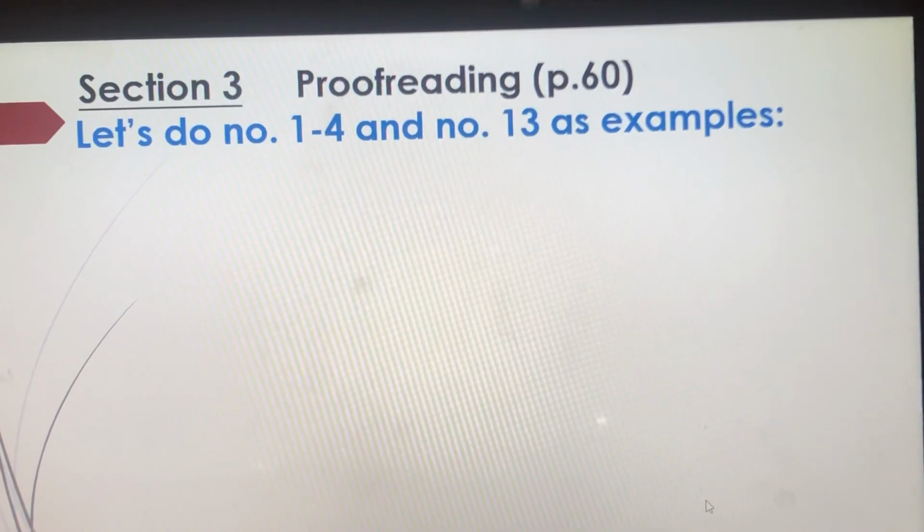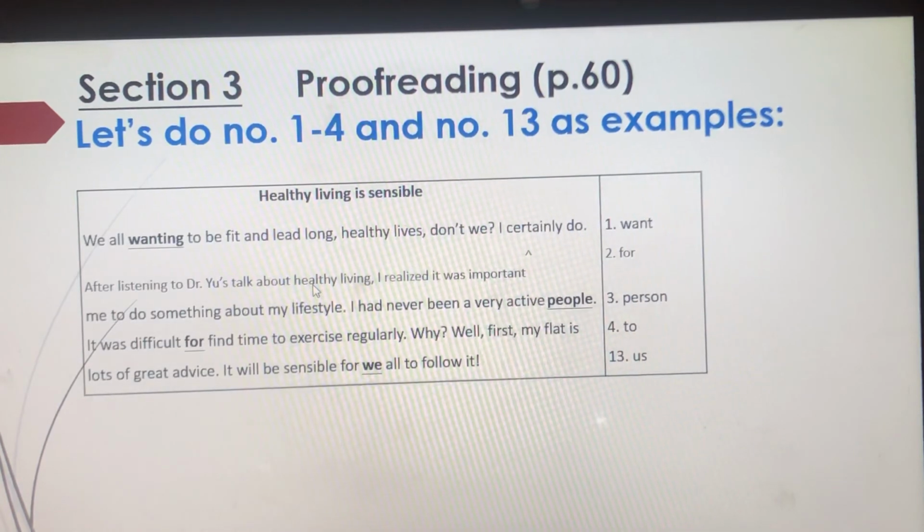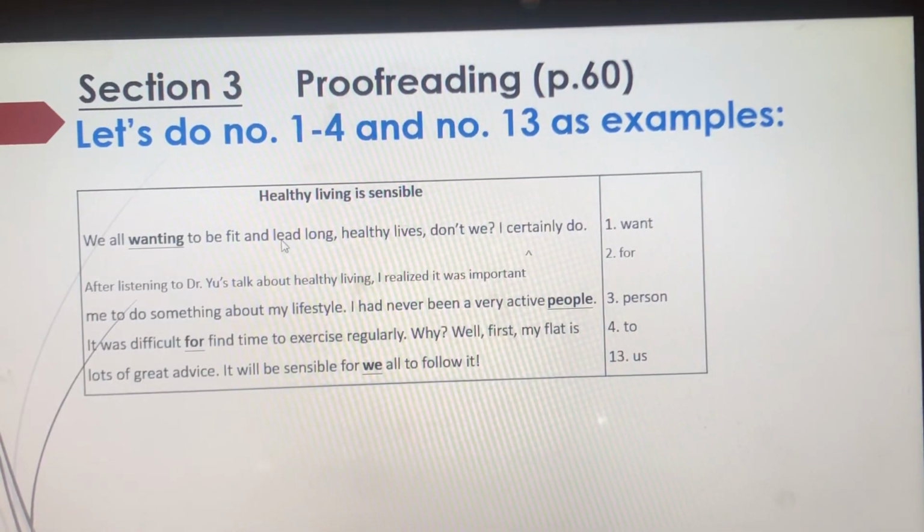Section 3, the last one, page 60. Let's do number 1 to 4 and number 13 as examples. Healthy living is sensible. First one, we all want to be fit. We use simple present tense. Second one, we use important for.